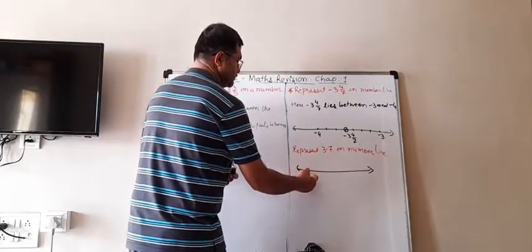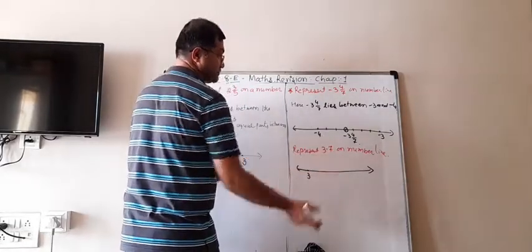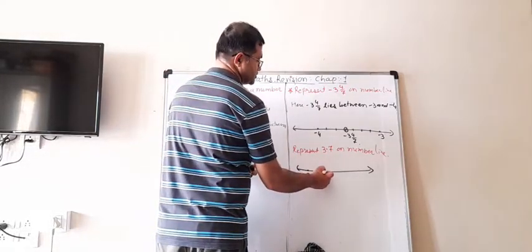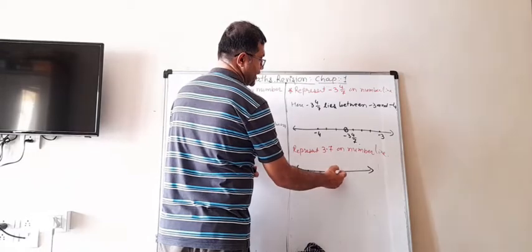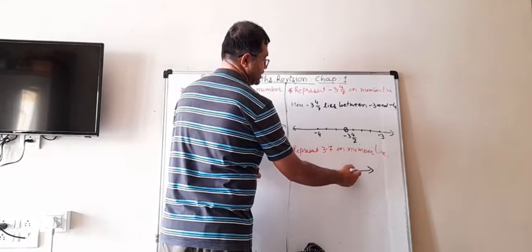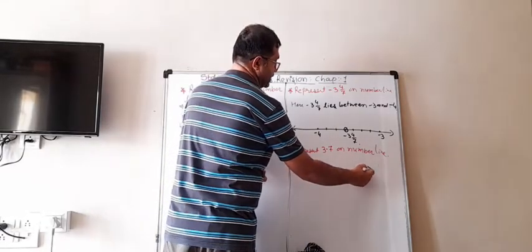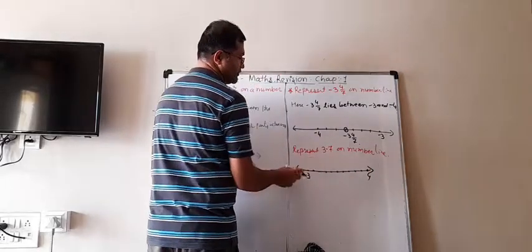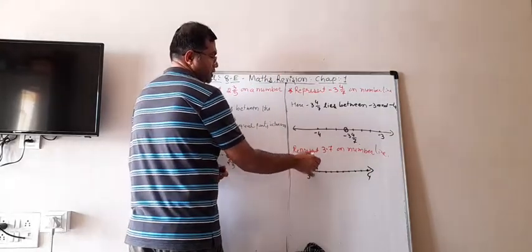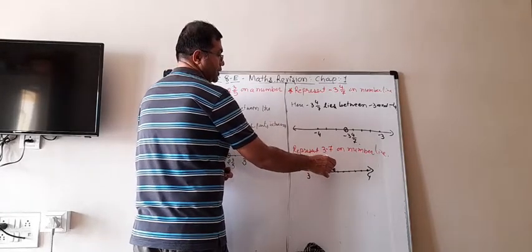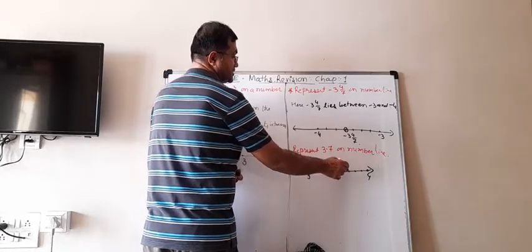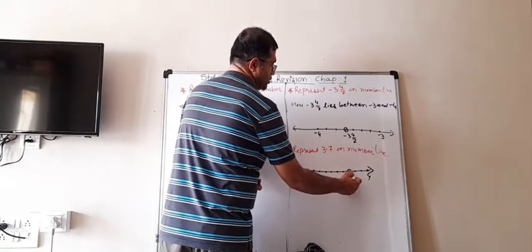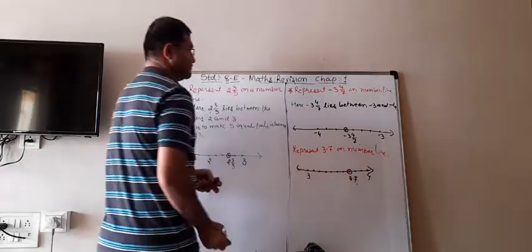And between 3 and 4 we have to make 10 parts, because decimal numbers means 10 parts. So 1, 2, 3, 4, 5, 6, 7, 8, 9, and the 10th part will be 4. So now 3.7. After 3 we have to count 1, 2, 3, 4, 5, 6 and 7. So that number will represent your 3.7.